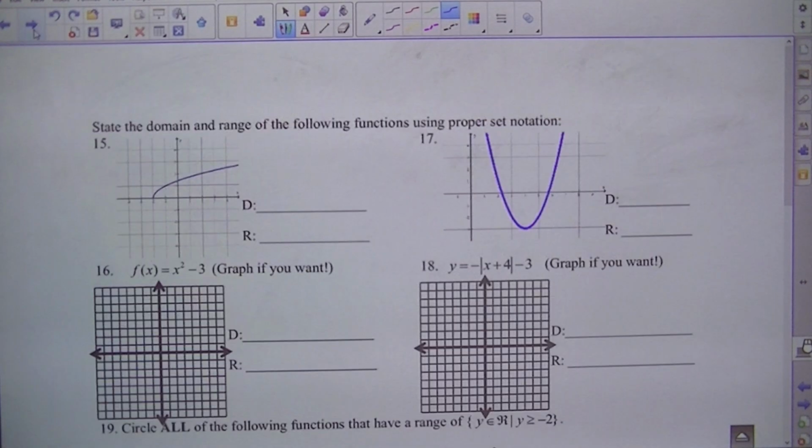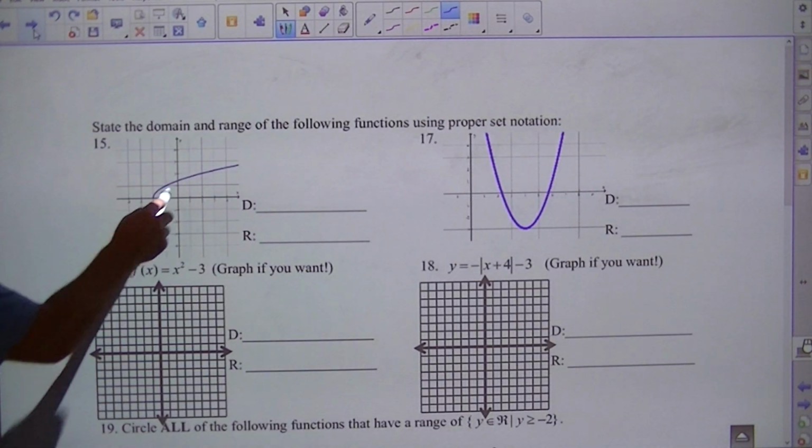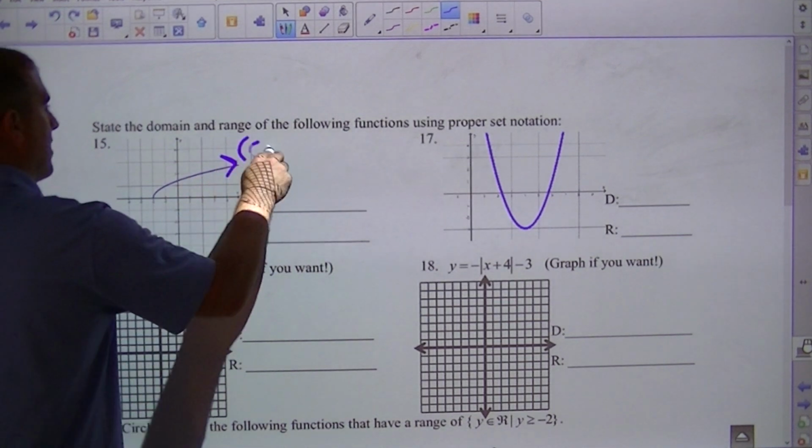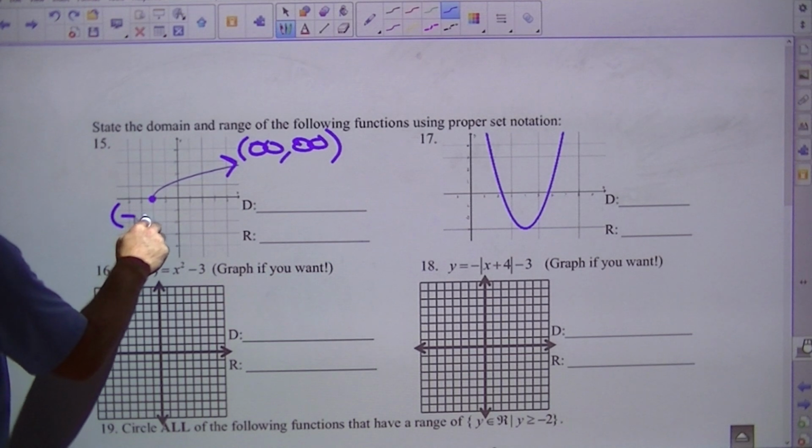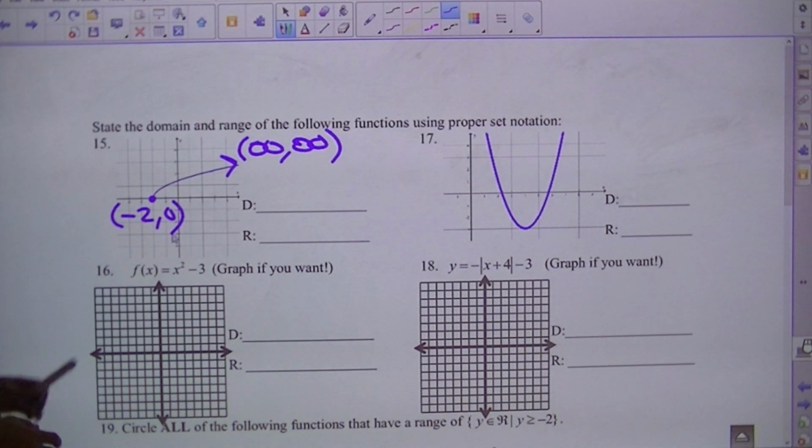Okay? Moving on to 15. Domain and range. There's my arrow here. That would be positive, positive. This would be -2, 0. So what I want to look at here is what's my smallest x value.